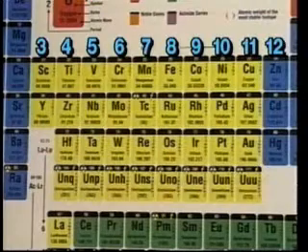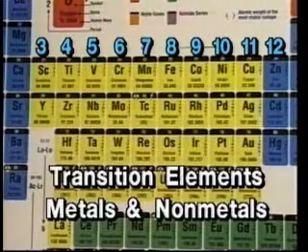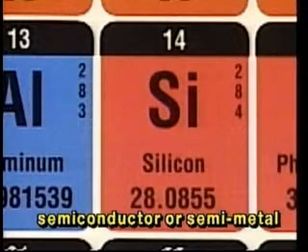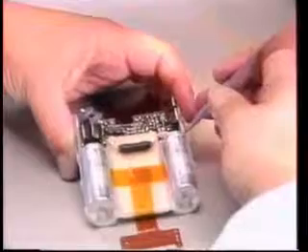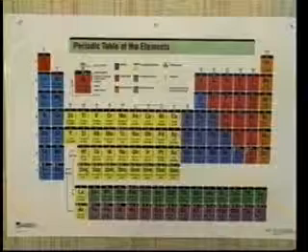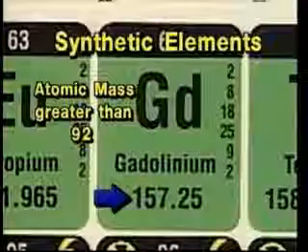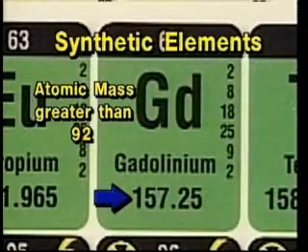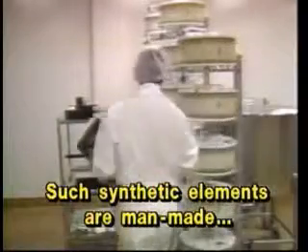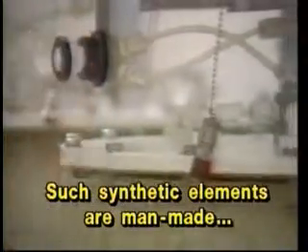In groups 3 through 12 of the table, you find families called transition elements, which have properties between those of metals and nonmetals, such as is the case with silicon, which is classified as a semiconductor or semi-metal. Silicon and other semiconductors play a vital role in computer technology. Finally, the periodic table contains a certain number of synthetic elements with an atomic mass greater than 92. Such synthetic elements are man-made and do not exist in nature.